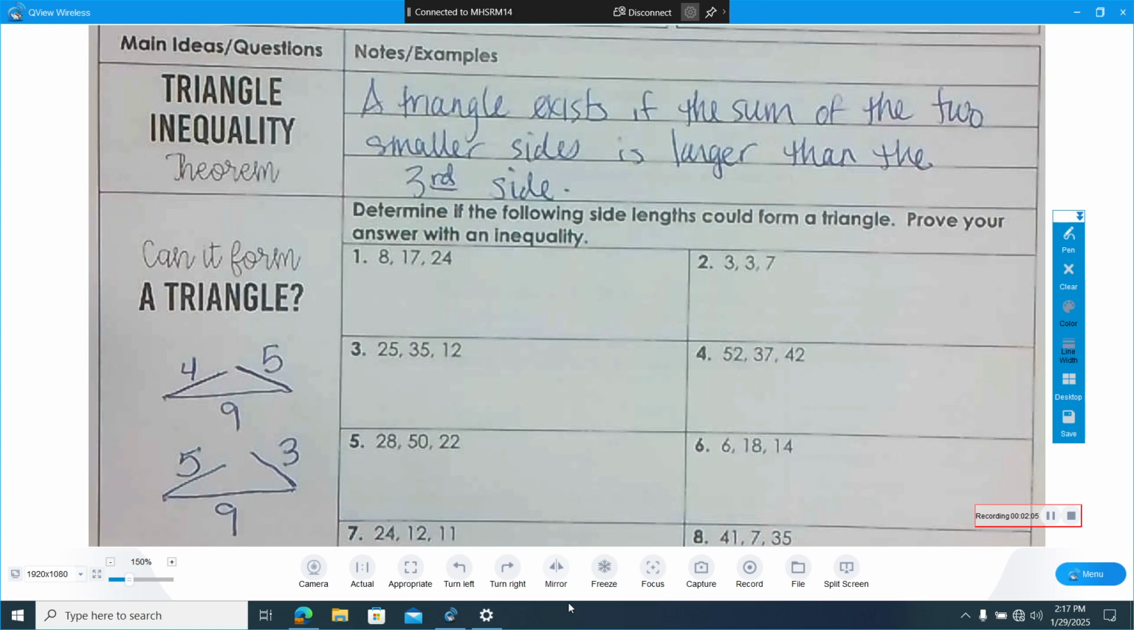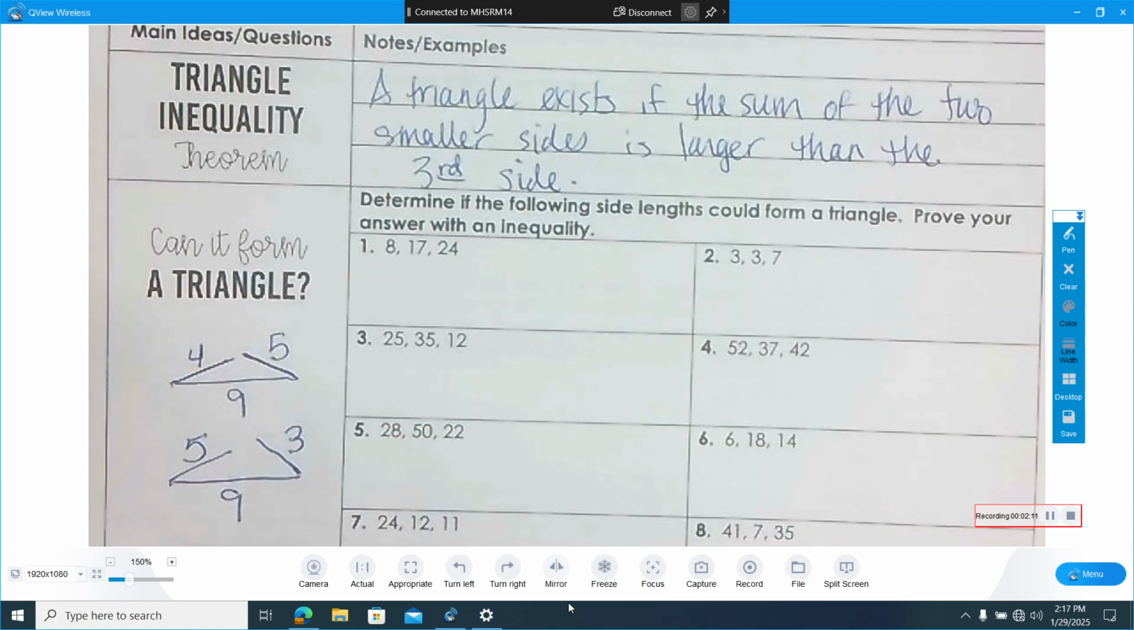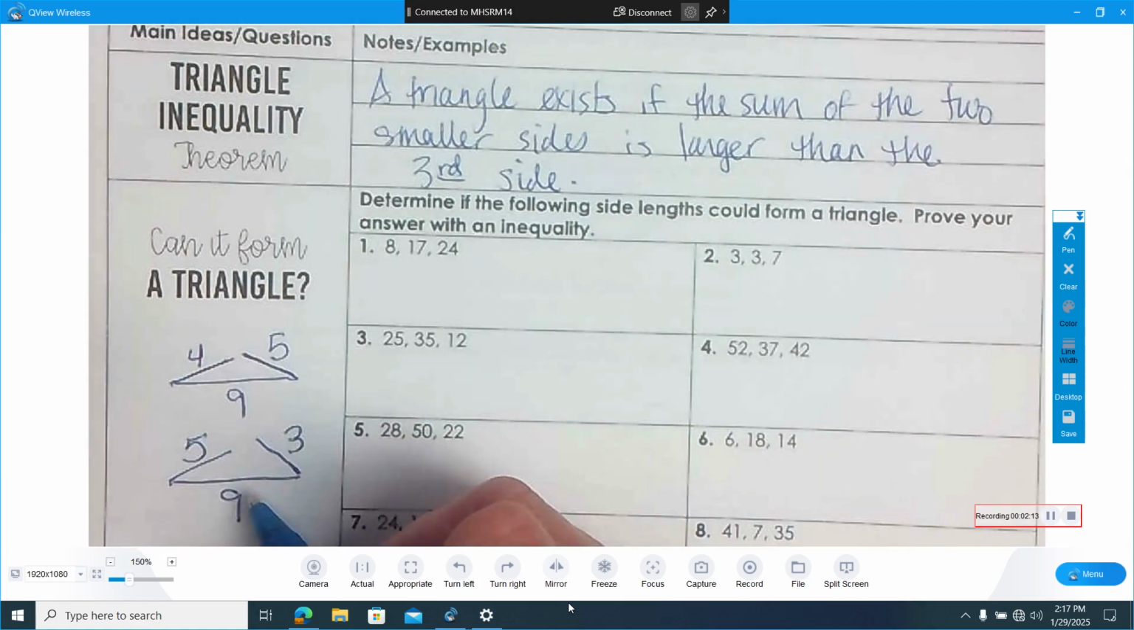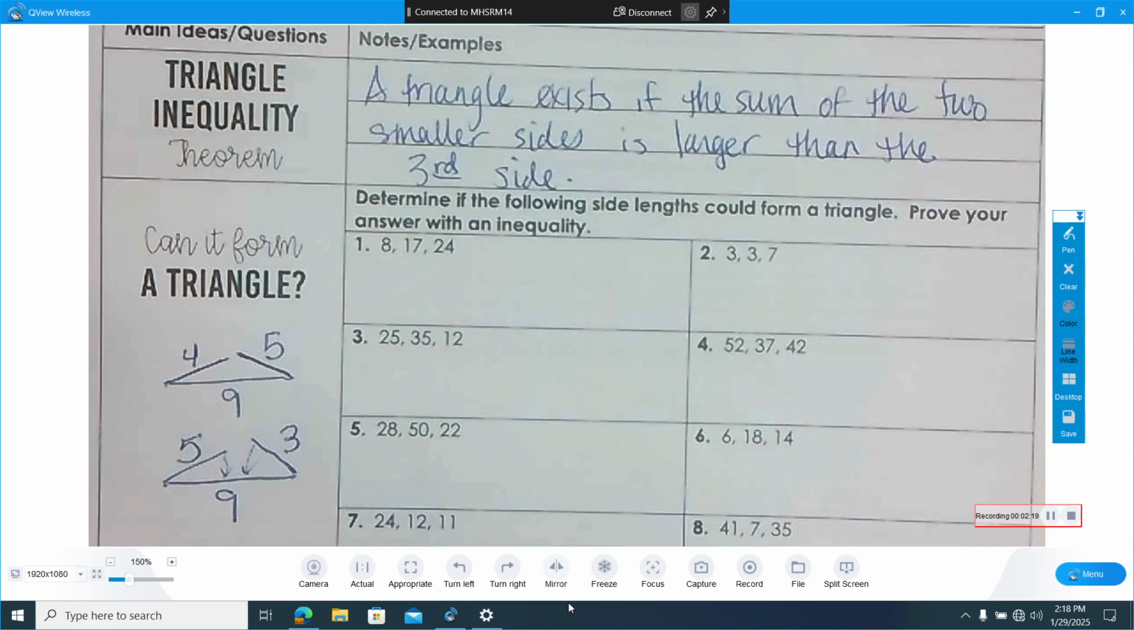5 plus 3 is not greater than 9. So these two pieces won't touch each other. The 3 is just going to fall flat down, and the 5 is going to fall flat down. There's going to be a gap, right? So the two smaller sides always have to be just a little bit larger than the third.